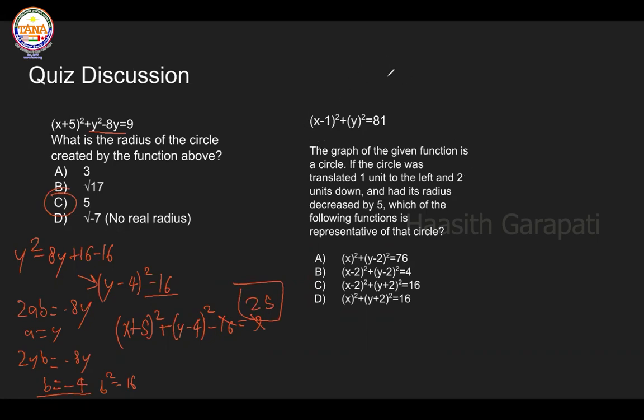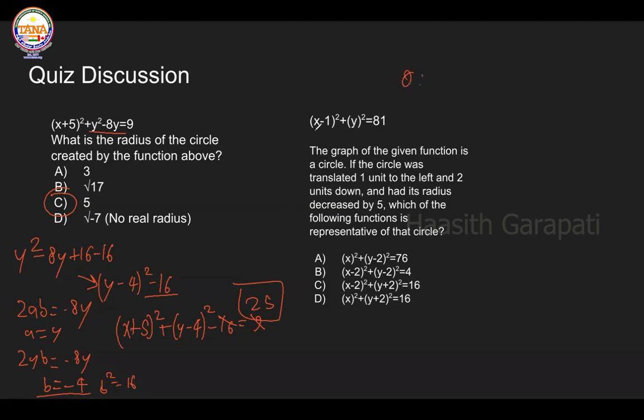Okay, now the next one is a translation question. The graph of the given function is a circle. If the circle was translated 1 unit to the left and 2 units down, it has its radius decreased by 5. Which of the following functions is representative of that circle? They give us a whole bunch of different stuff. Let us find the original details of the original circle first.